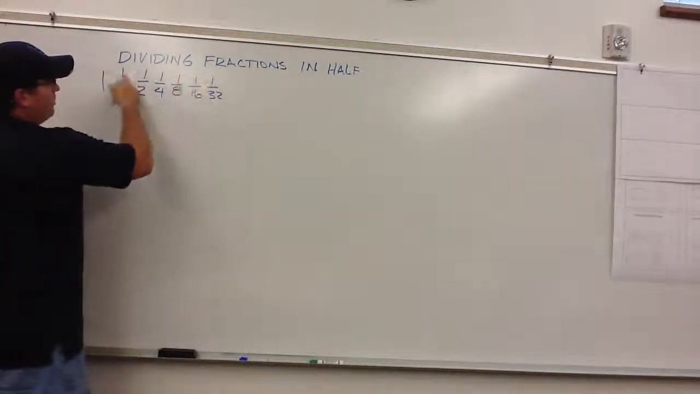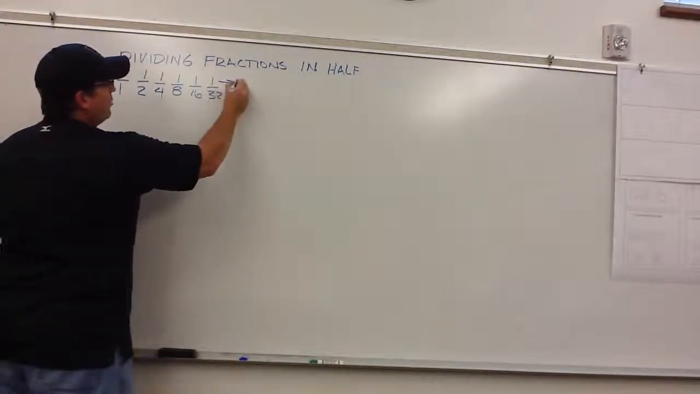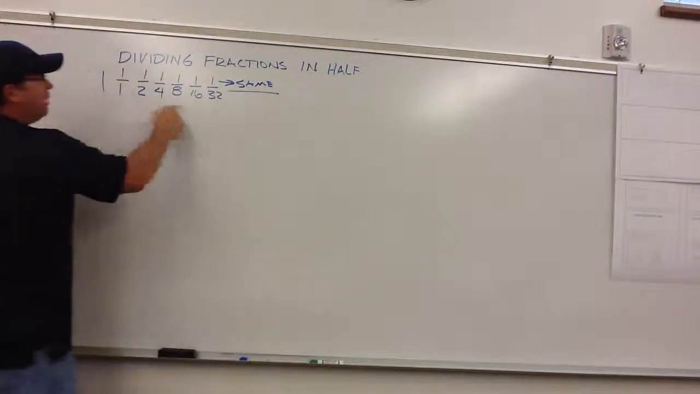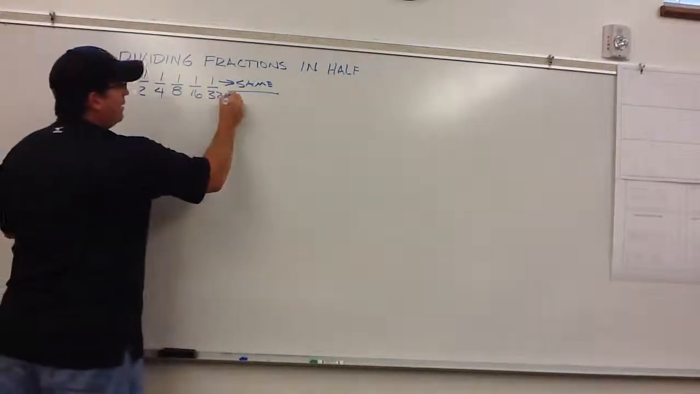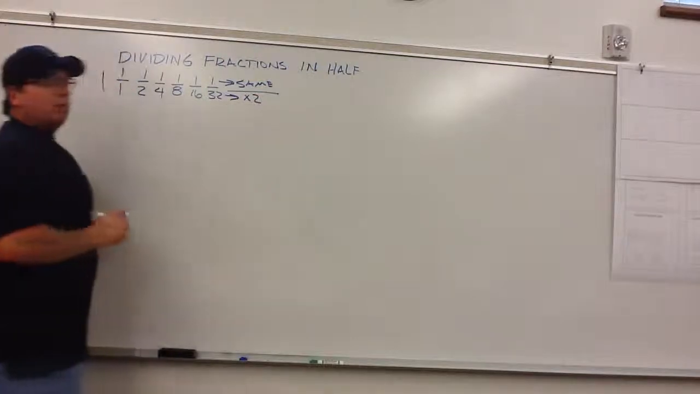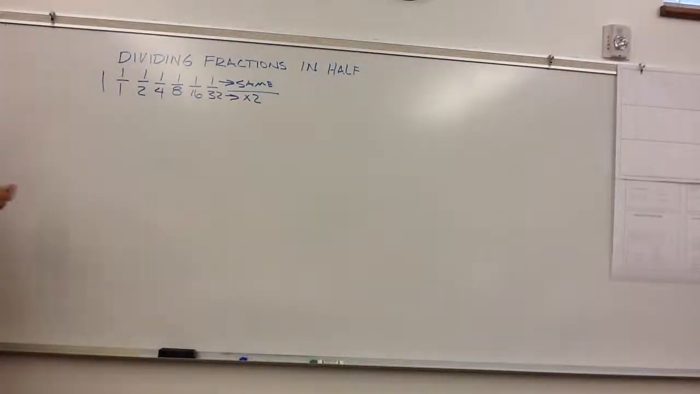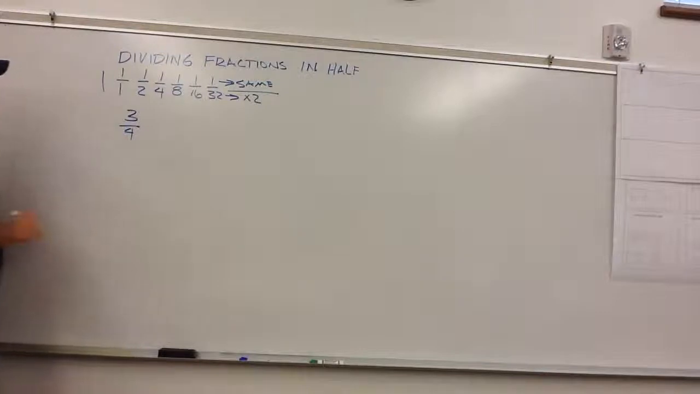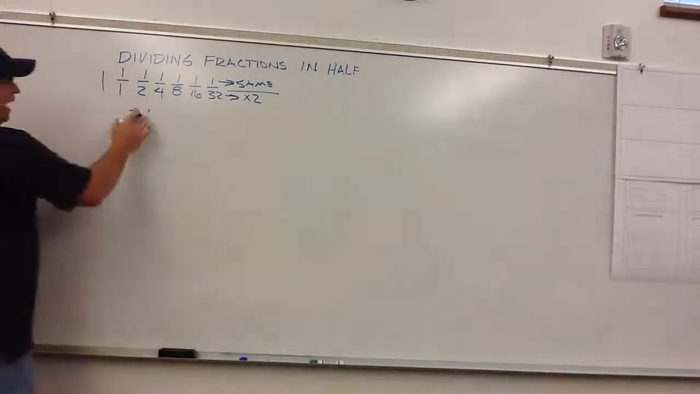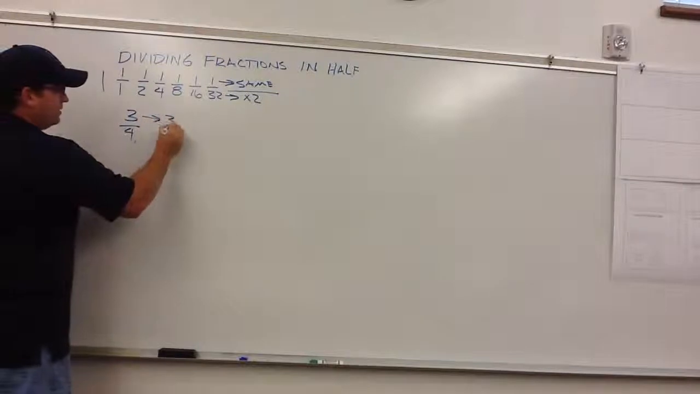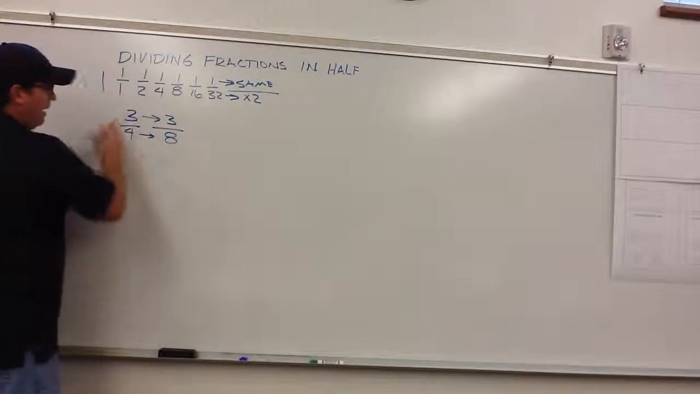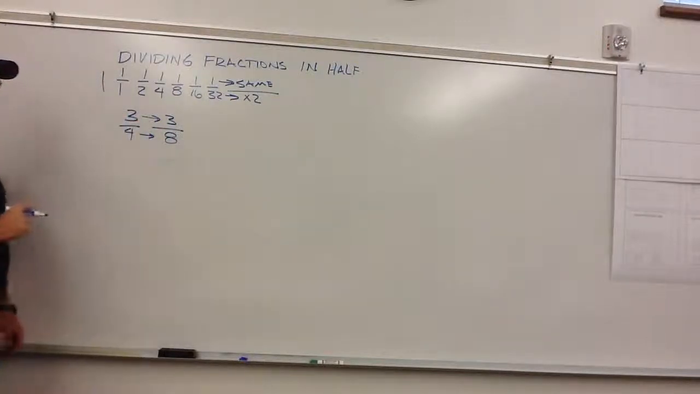If I look at the top up here, it is always staying the same as I go across. The bottom is always multiplying by 2. And that will work for any fraction that I'm trying to divide in half. So let's just look at something simple, like 3/4. If I want to divide 3/4 in half, I take the top number, it stays the same. I multiply the bottom number by 2, and half of 3/4 is 3/8.